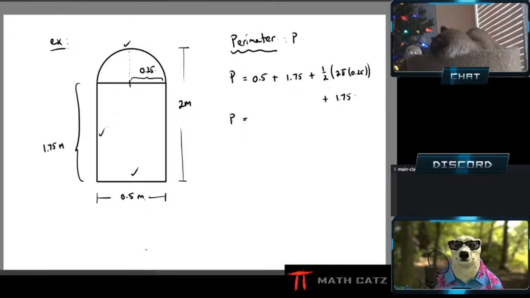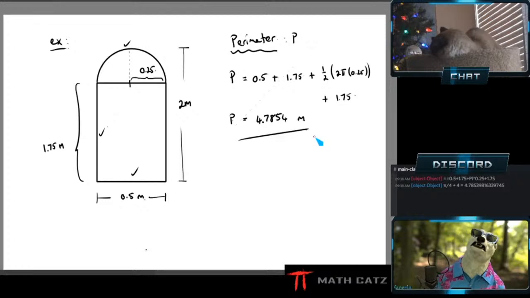So let's do that. Our calculator and see what we get. 0.5 plus 1.75. So the half and the 2 cancel. So I have pi times 0.25 plus 1.75. Like so. Get 4.7854, and that's done. So in terms of perimeter, there's not much more we can do here, right?